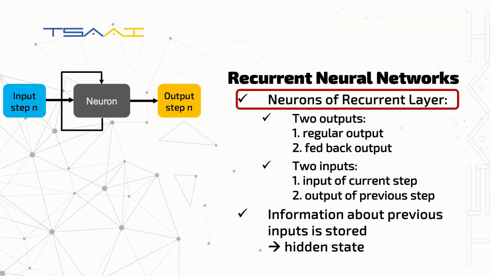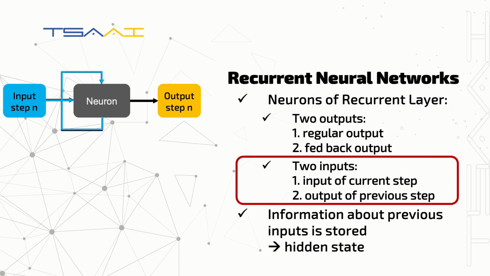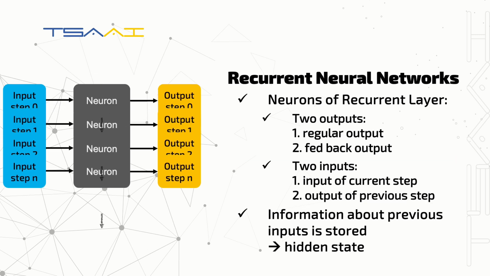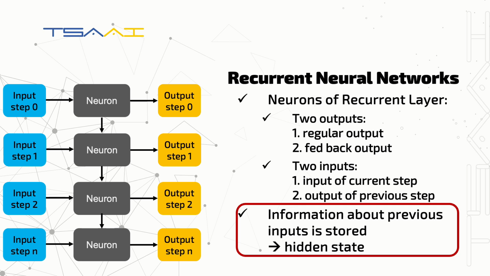A recurrent neural network, RNN, includes at least one recurrent layer, where each neuron has two inputs and two outputs. One output functions like a typical feed-forward network output, while the other loops back to the neuron's input. This setup ensures that in addition to the current step's input, the neuron also receives the output from the previous step as input. This structure endows the RNN with a hidden state, enabling it to retain memory of past steps.